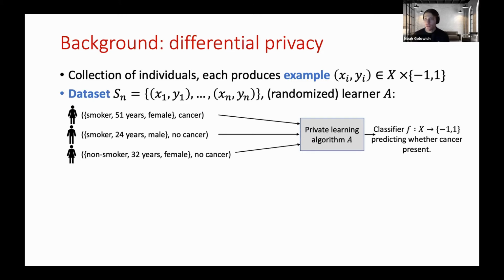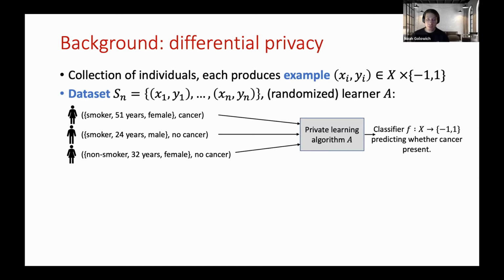So in the model of differential privacy, we have a collection of individuals. Each individual produces an example, which in this talk will be a pair (xi, yi), where xi belongs to some set X, which we think of as a space of features, and yi is a label, either -1 or 1. And a data set, Sn, is simply the set consisting of n examples, so n pairs (xi, yi), for i equals 1 to n.